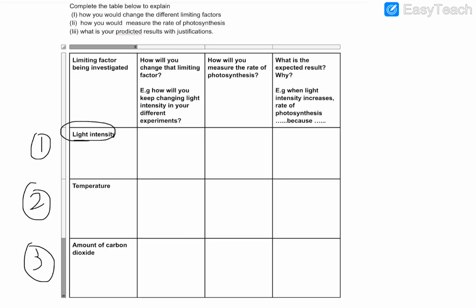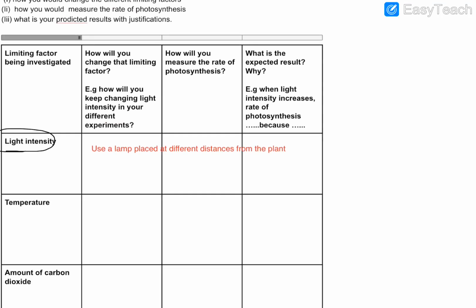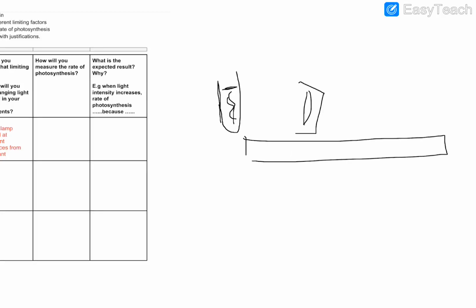How will you change light intensity in the different experiments? So you're going to be using a lamp that is placed at different distances from the plant. So, for example, if you have your plant, let's say you have the Elodea plant, which is in water, and so you have the lamp, okay? So you can use a ruler and then you can measure. So you have the ruler here, so then you can measure the distance of the lamp from the plant.